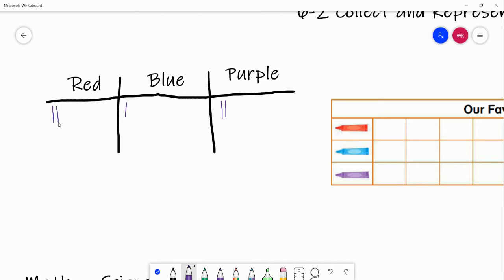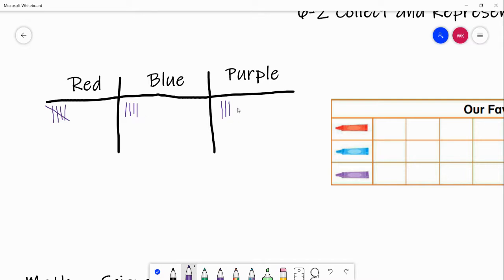Nevaeh's favorite color is red. Then we have Ryan's favorite color is red. Oh, Tiana's favorite color is red. Niara's favorite color is red. And then we have Marcellus's favorite color is blue. Hermas's favorite color is blue. Marco's favorite color is blue.